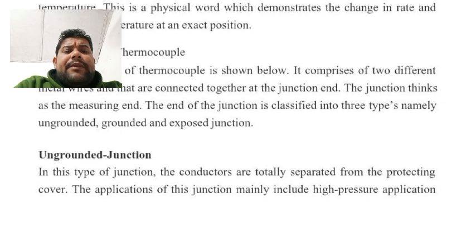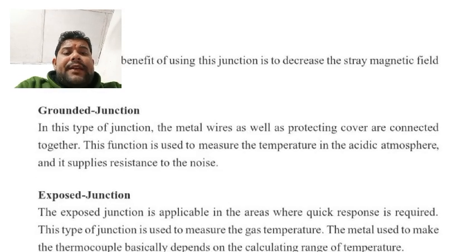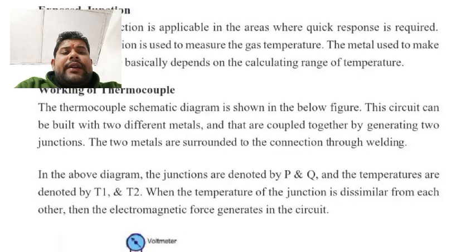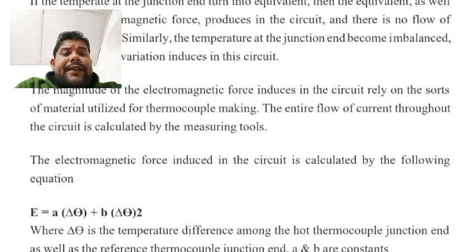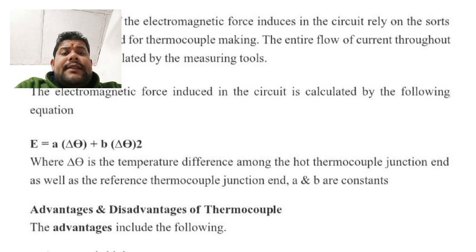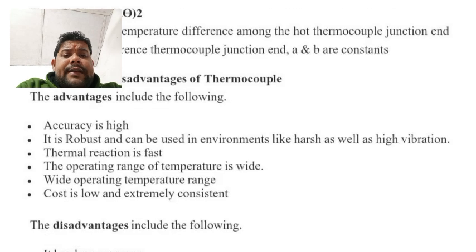Construction: grounded type, ungrounded type, exposed type. We have to study all in detail. Working principle of the thermocouple we have discussed in the last class. This is the electromotive force induced in the circuit, E theta equals A theta plus B theta squared, where theta is temperature. Advantages, disadvantages.